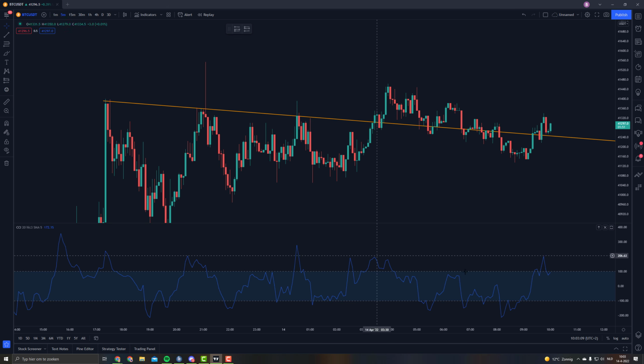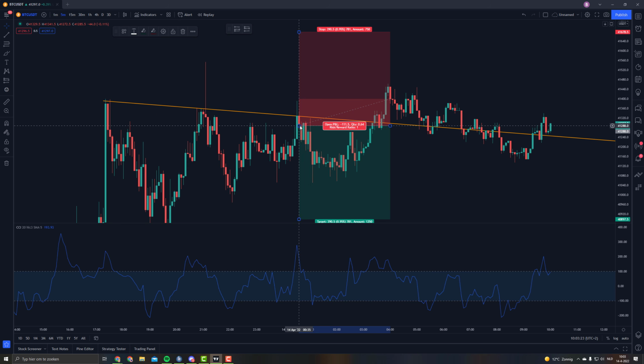And the CCI is overbought. It's above the 100. So that indicates that you probably have a reversal. So what you can do is take a short position right after this one closed, and you see that it goes down, it goes down, it goes down.